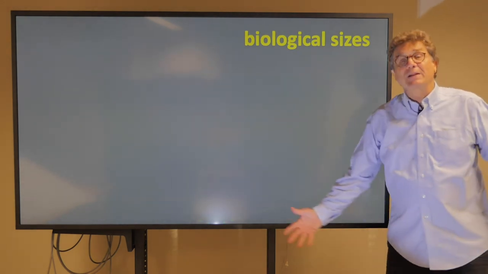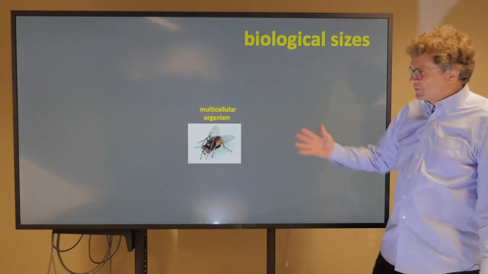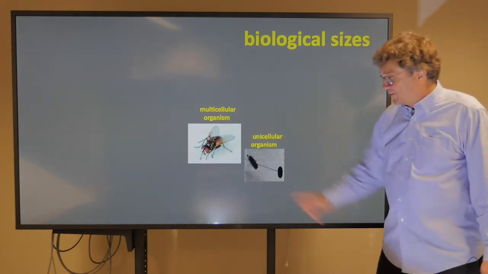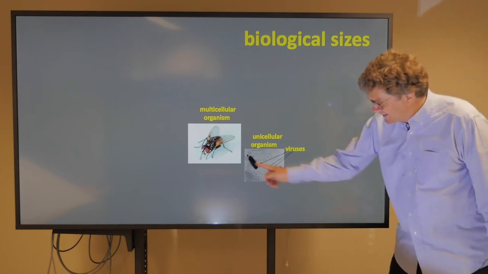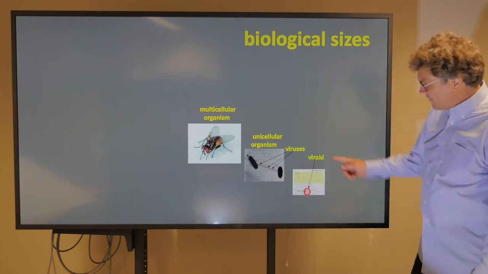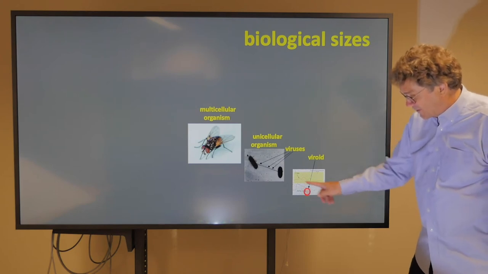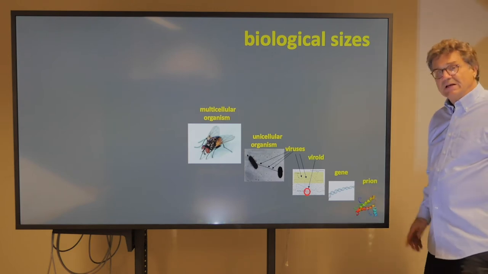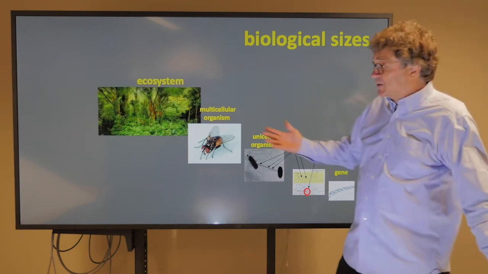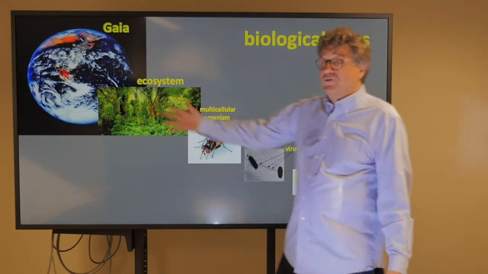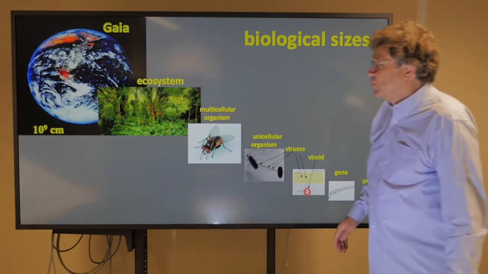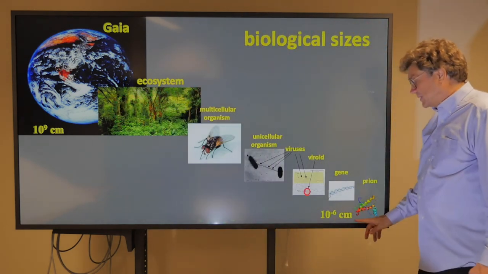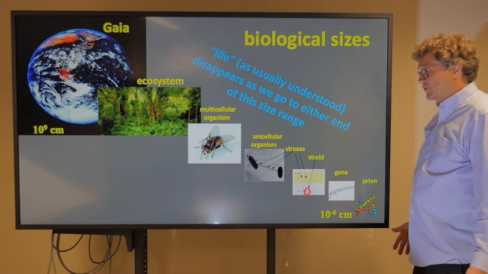Now, what about biological sizes? Well, you start out with something about a centimeter, that's a fly, and then you have a unicellular organism here, the two bacteria, and then you have viruses, and then you have a viroid, which is, you can see, much smaller than a virus, and then you have genes, and then you have prions at the small scale. At the larger scale, you have things like ecosystems, and you have also the Gaia that we mentioned earlier. So, at 10 to the 9 centimeters for Gaia, the size of the Earth, and then down here, 10 to the minus 6 centimeters, we have about 15 orders of magnitude.